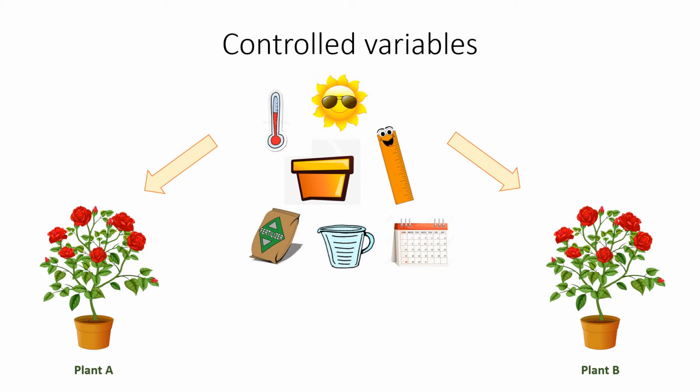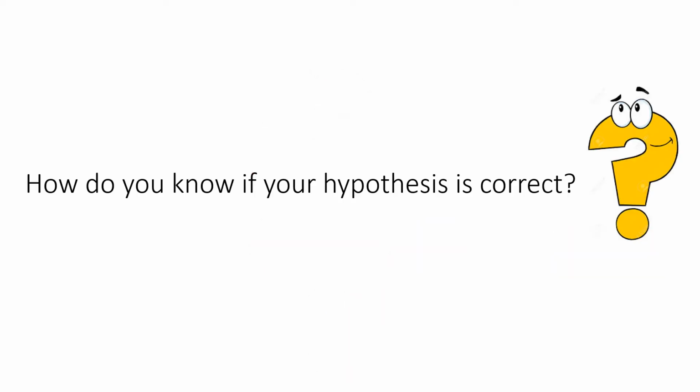You need to control all the variables because the purpose of your experiment is to find out whether or not the type of water affects the growth of rose bushes. What would be different? In this experiment, the only difference is the type of water.